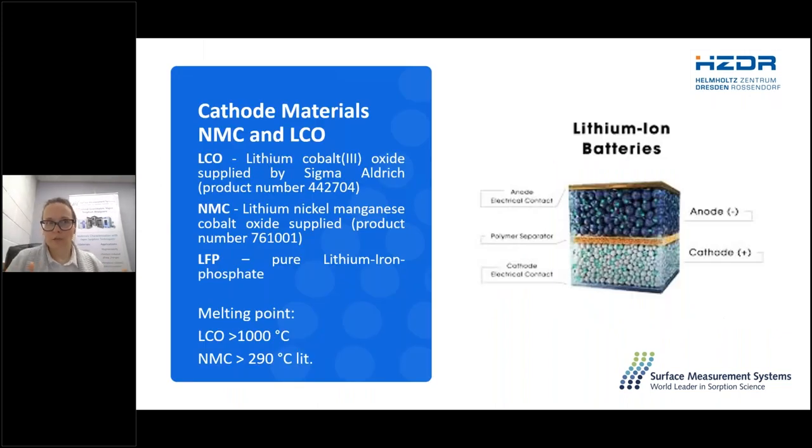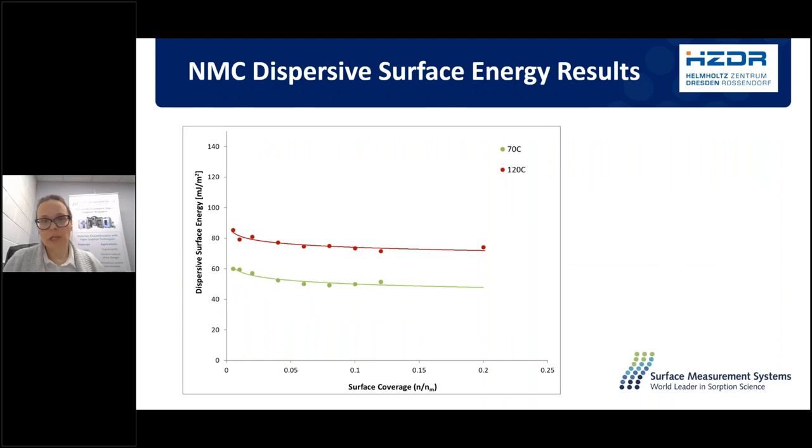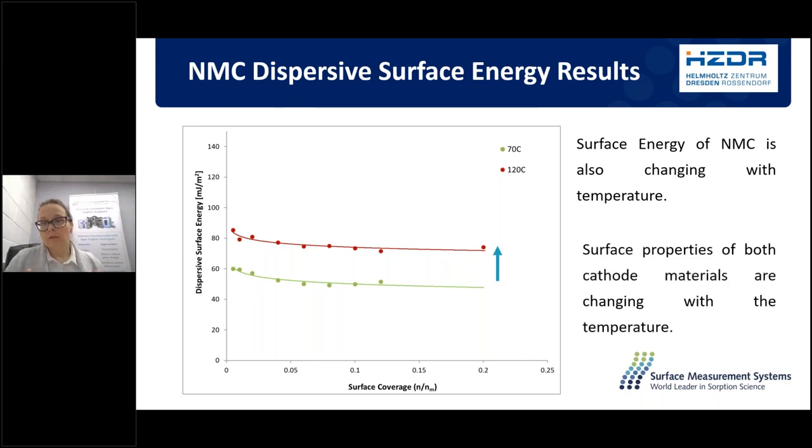On the next couple of slides, I will show you how the temperature affects the surface energy in the case of the lithium metal oxides. We measured lithium cobalt oxide, NMC, the nickel manganese cobalt oxide, and LFP, the pure lithium iron phosphate. Lithium cobalt oxide surface energy is clearly increasing with the temperature, so the temperature has a huge effect on the surface energy of this material. NMC is also changing with the temperature, an increasing trend again. So the surface properties of both cathodes are changing with the temperature.